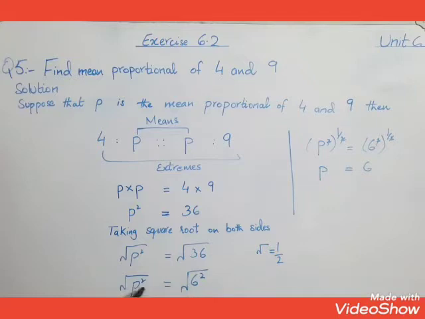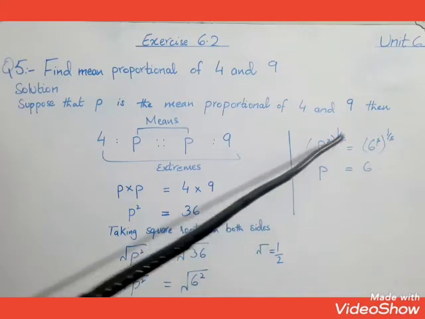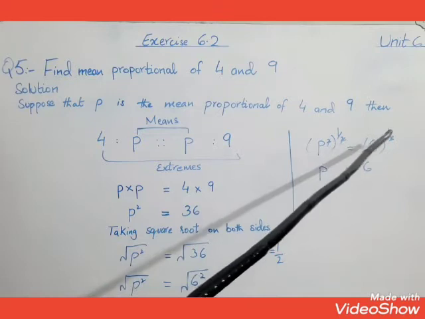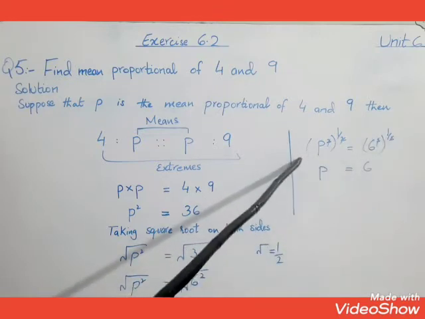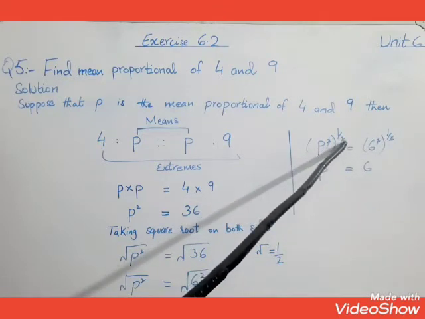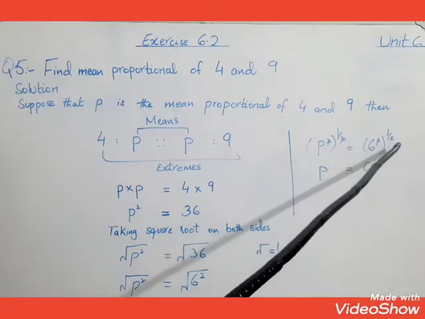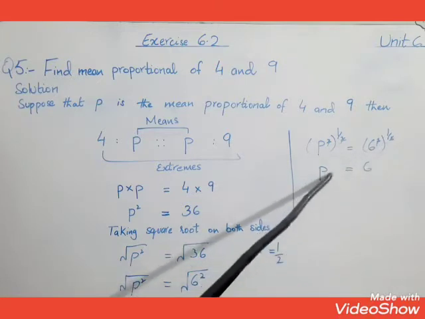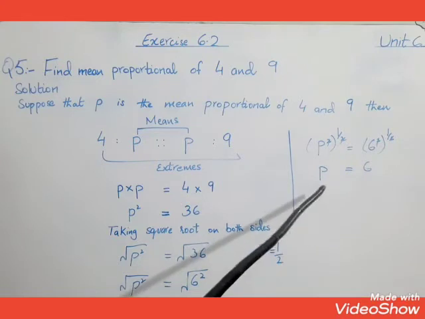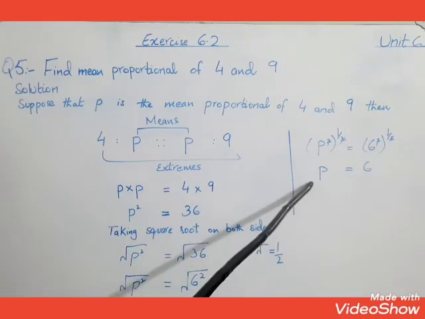Now put the value of the square root as the power 1 over 2 and remove the square root. So the 2 cancels with the square, just P is equal to 6 is left, and this is the answer. This is the mean proportional of 4 and 9. Right, students?